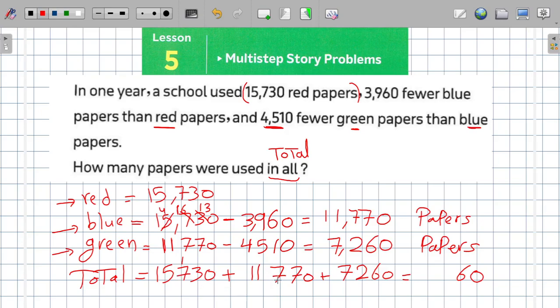8 plus 7 equals 15. And 15 plus 2 equals 17. So I will write 7 and carry 1. 1 plus 5 equals 6. 6 plus 1 equals 7. 7 plus 7 equals 14. So I will write 4 and carry 1. 1 plus 1 equals 2. 2 plus 1 equals 3. So I have 34,760 papers. And this is the total number of all papers. Okay.